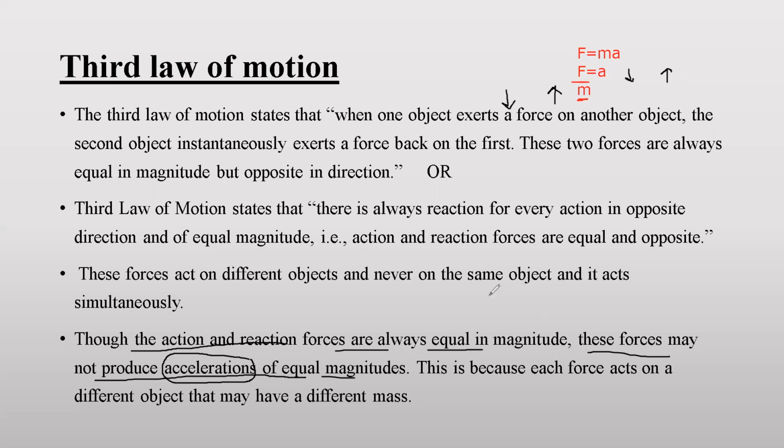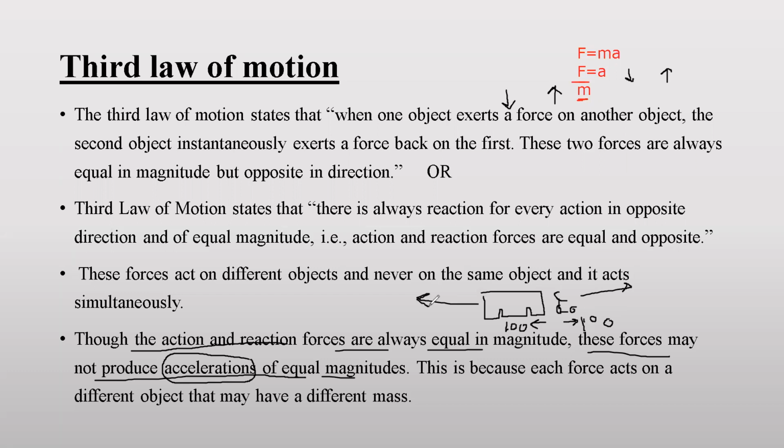Now, if a bus and a cycle hit each other, both are going to experience the same force. Say the force experienced by the bus is 100 Newton, and the force experienced by the cycle is also 100 Newton, because we have seen that action and reaction are equal in magnitude. But will both objects move by the same distance because of the collision? No.